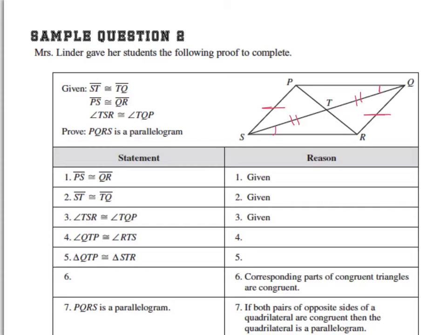Now the question is, for step 4, why is angle QTP, let me mark that, I'm going to use a different color so that we can see it better, why is this congruent to RTS, rather, this one? And hopefully you realize that the reason for that is that these are vertical angles.